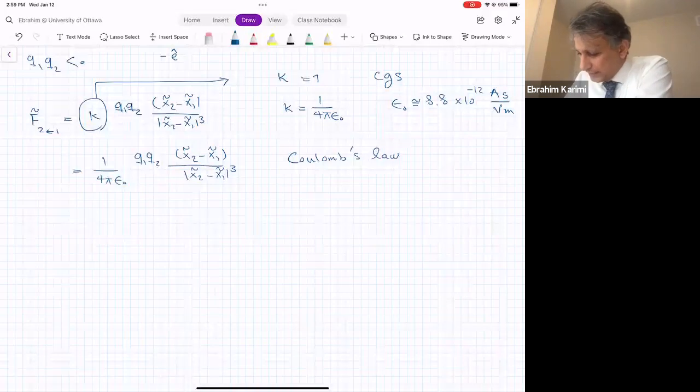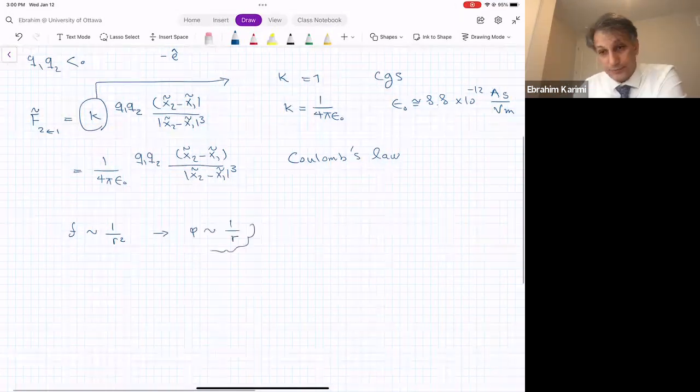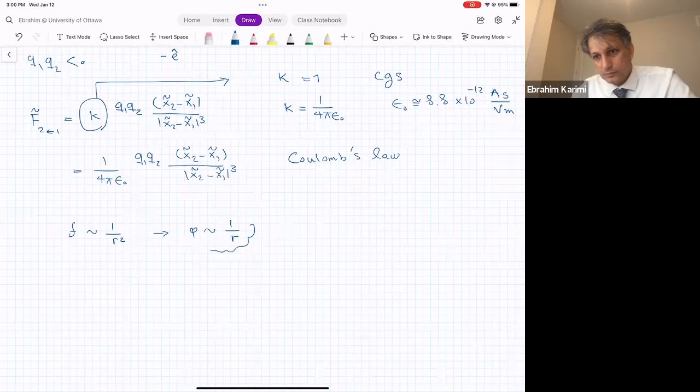Look, the force here is proportional to 1 divided by r squared, where r is the distance between the two particles, the two objects. And the potential will be 1 divided by r, right? Do you agree on that? So if the force is 1 divided by r squared, then the potential will be 1 divided by r. Any comments on that? You agree on that?